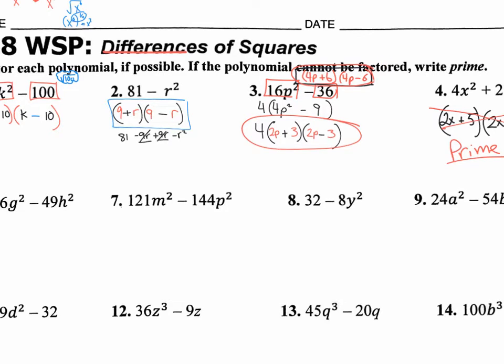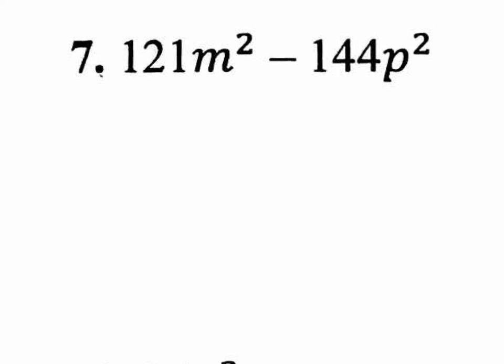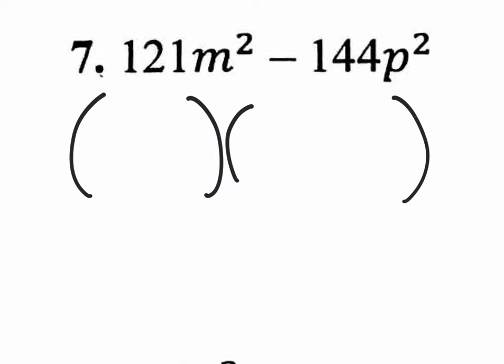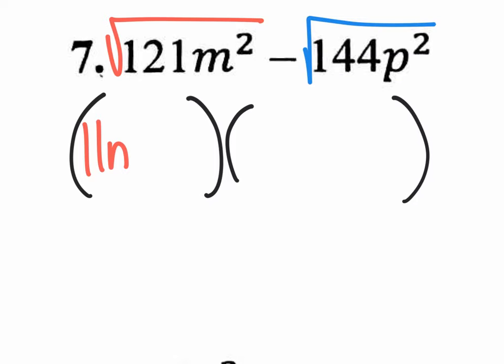Let's take a look at number 7 here. Are those perfect square terms? Both of them? Yes. Is there a difference between both of these perfect square terms? Yes. So we could actually jump to the shortcut. Let's take the square root of this first one, right? If I take the square root of 121m squared, what do I get? 11m. If I take the square root of 144p squared, what do I get? 12p.